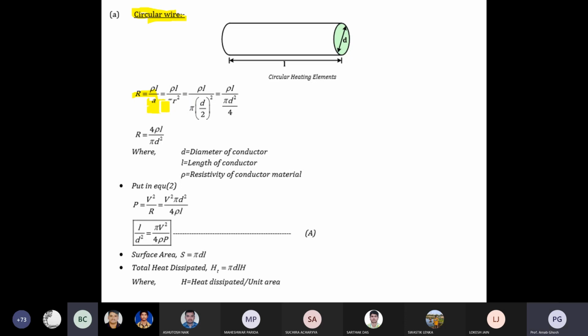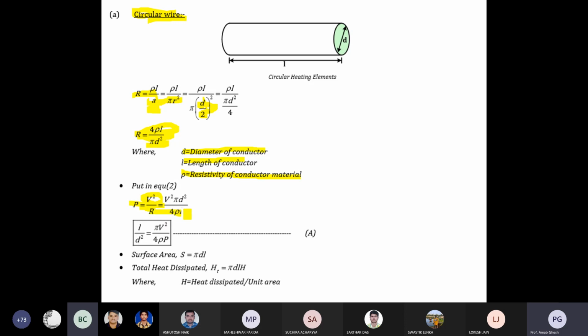For circular area, that is pi r square. So r is d by 2, so pi (d by 2) whole square, and rho L by pi d square by 4. So R equal to 4 rho L whole divided by pi d square, where d is the diameter of the conductor, L is the length of the conductor, rho is the resistivity of the conductor material. P equals what?